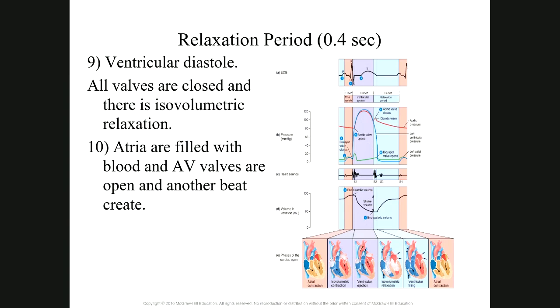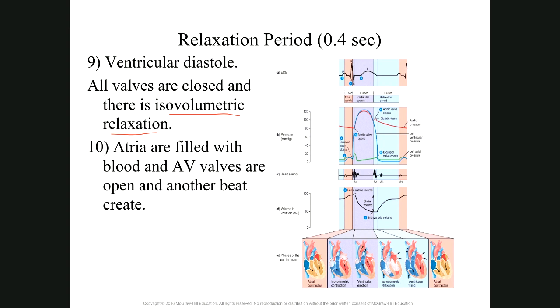And after that, we have the relaxation period, which is about 0.4 seconds. The ventricle and the atria are in relaxation mode. All valves are closed, and we have relaxation, which we call isovolumetric relaxation. It means that we are in relaxation mode, the valves are closed, and we don't have any change in the volume of the blood in the chambers, in the ventricles, actually.